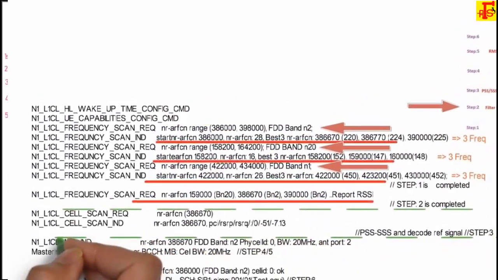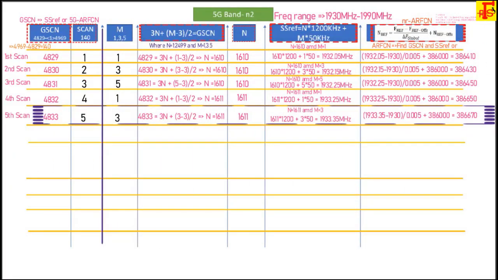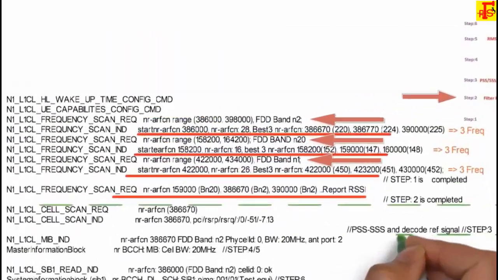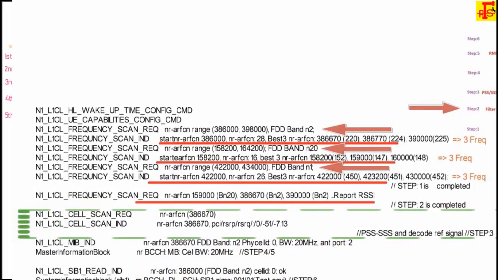So the same frequency was found after the fifth scan. Here in this position the SSB is located, AFCN value 386670, and SSREF value is 1933.35 megahertz. This is the SSREF frequency position. So you may remember I showed you in the first video the preferred AFCN which was found during the frequency scan. That was the same AFCN, 386670. So now you understand how you search and scan the frequency.